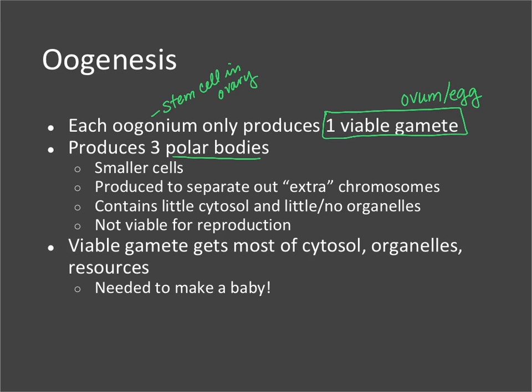But the viable gamete, the ovum, actually gets all of those organelles and resources and is able to be fertilized by the sperm. It is the one that is able to make a baby. If you were to go back and look at that picture from a couple slides back, where it showed the ovum as this big cell and the sperm were very small in comparison, that's because sperm are built for speed.